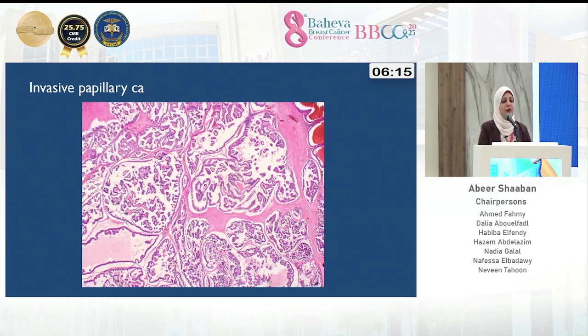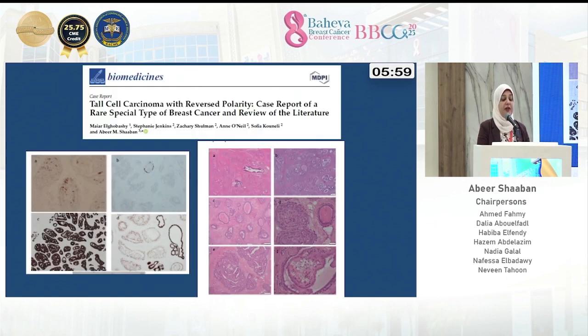Invasive papillary carcinoma is very, very rare, but basically has the papillary architecture that is very crowded, very complex, and invading into the stroma. Obviously, myoepithelial markers are negative, and we treat it as invasive carcinoma in general. There are other tumors in the breast that can have papillary architecture, but are much rarer than what we talked about. So this is the rare entity of tall cell carcinoma with reverse polarity.